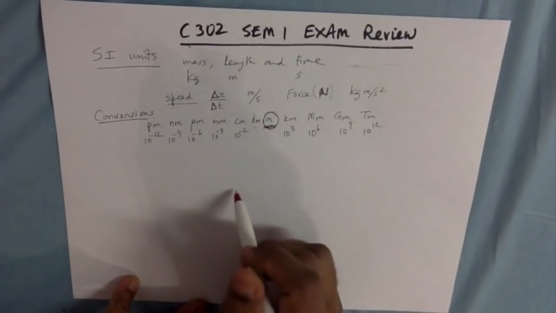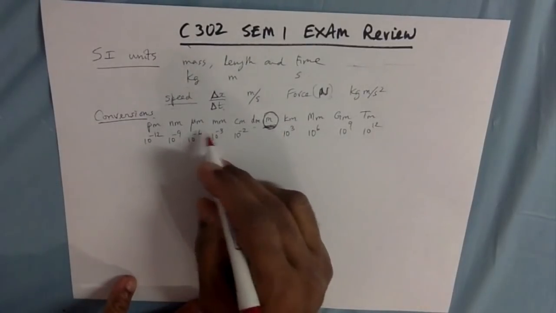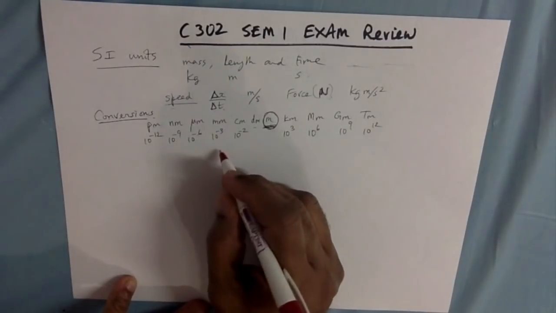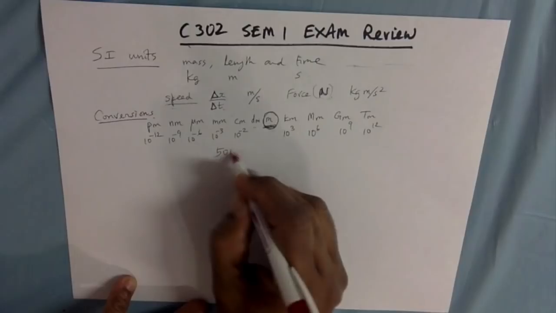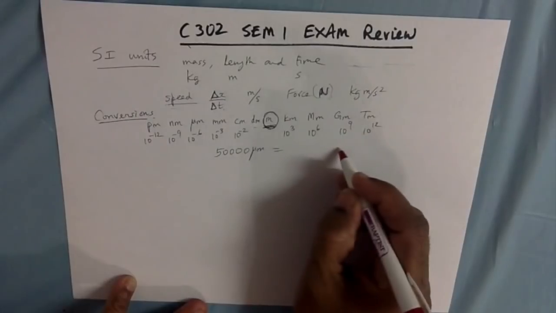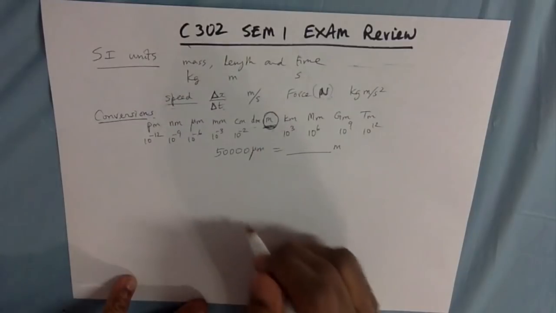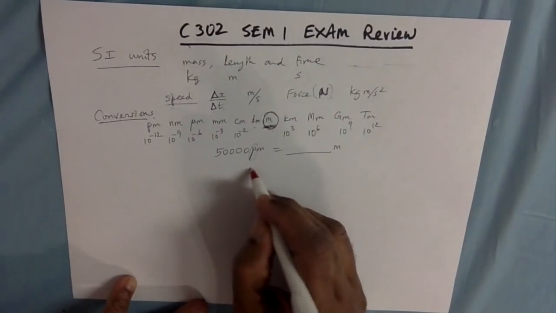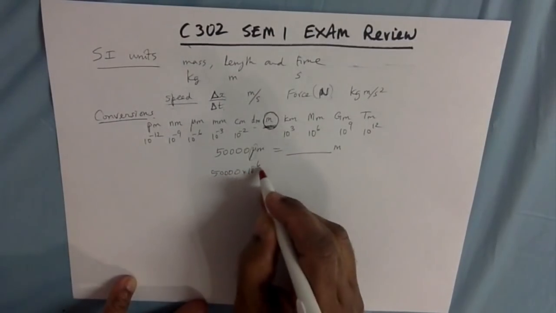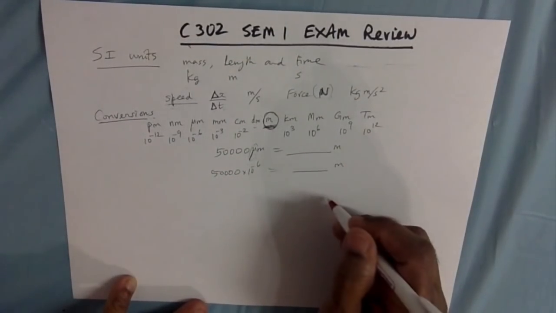If I have to look at micrometers, what is 50,000 micrometers? How many meters is this? So 50,000 micrometers, how many meters? What you have to do is just take the micro. The micro simply means 10 power minus 6. So if you put 50,000 times 10 to the power of minus 6, that should get you an answer, and that will be in meters.